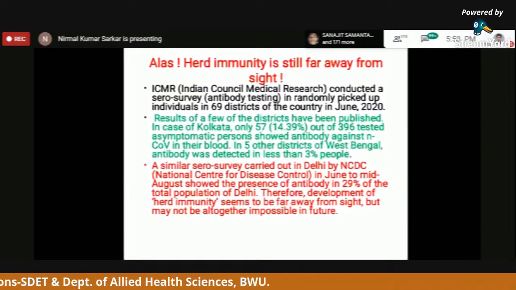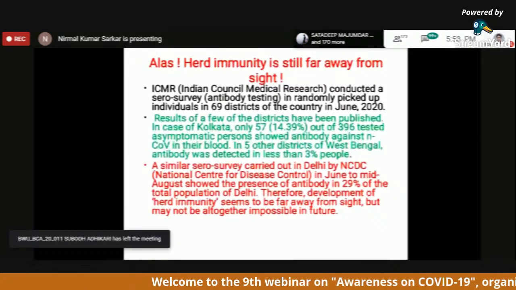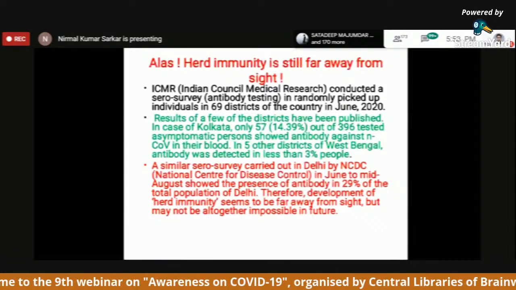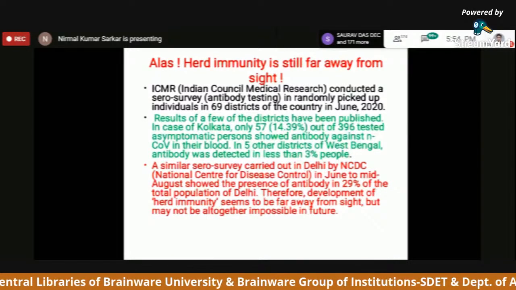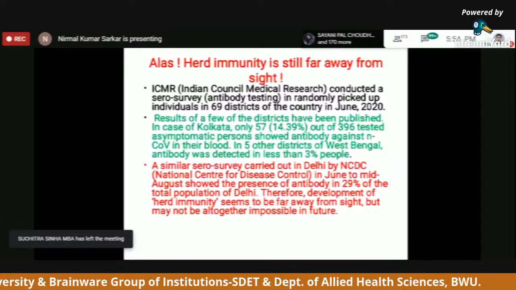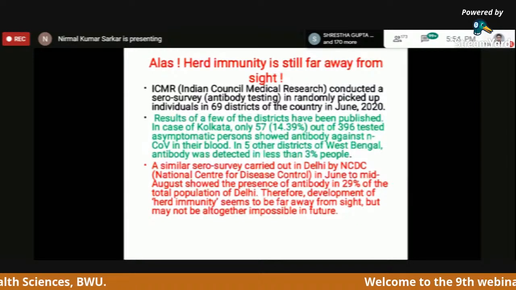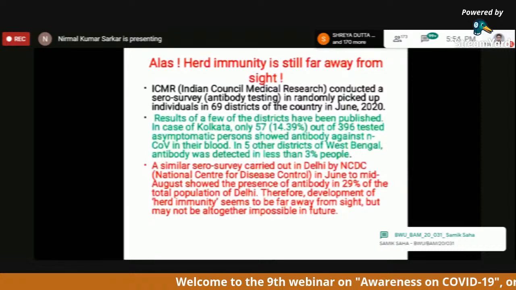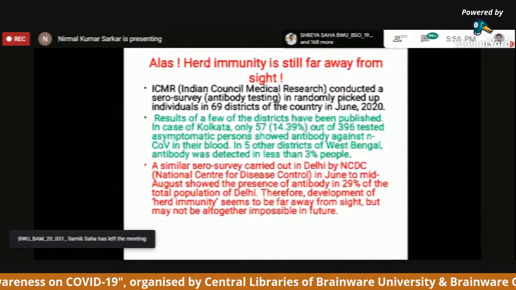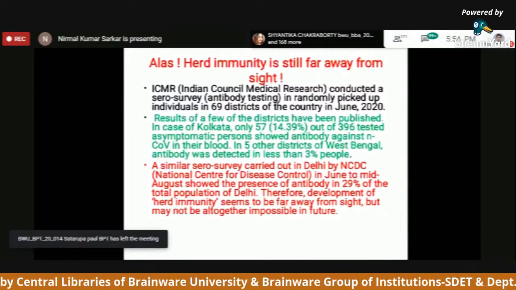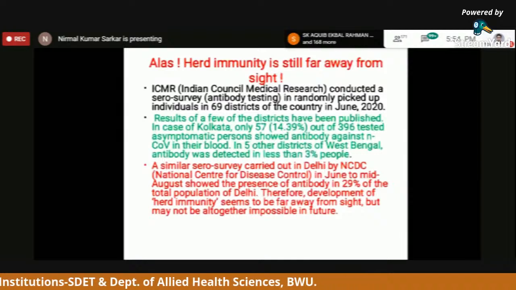Indian Council of Medical Research, or ICMR, conducted an antibody study, antibody testing or sero survey, in randomly chosen people in 69 districts of the country in June 2020. Results of a few of the districts have been published so far. In case of Kolkata, it was found that only 57, that is 14.4% out of 396 tested asymptomatic people, showed antibody against novel coronavirus in their blood. In five other districts of West Bengal, antibody was detected in negligible, less than 3% of tested people.